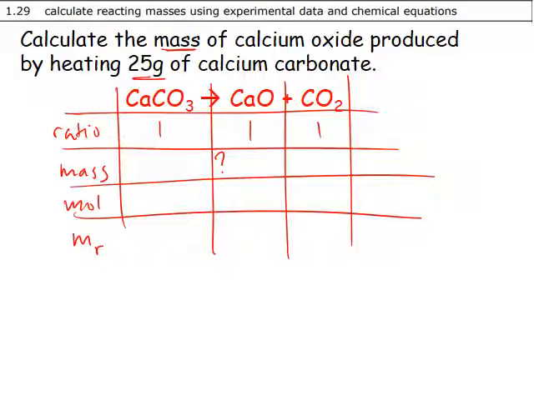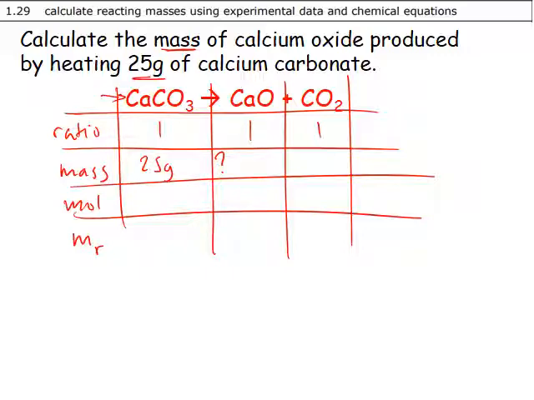By heating 25 grams of calcium carbonate. So we've got 25 grams of calcium carbonate. We want to find out the mass of calcium oxide produced. To do that, we need to find out the number of moles. And to do that, we need to find out the MR. This is quite easy because we can just work out the MR of calcium carbonate.